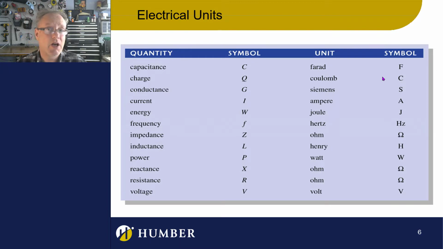In engineering, the symbol for energy is W. I know it's weird. You'd think it would be a capital E, but that's for physics. So depending on the discipline of study that you're looking at, sometimes they use different characters. So you can see that energy is W and it's measured in joules.